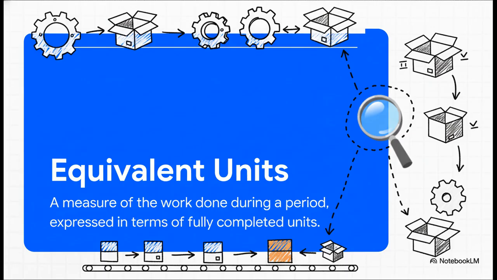Those 10 half-finished cars represent the same amount of effort and resources as 5 fully finished cars, right? So, your total output in terms of work done is 105 equivalent units. It's a way of restating partially completed units in terms of fully completed ones. This is absolutely essential for figuring out a fair cost per unit.